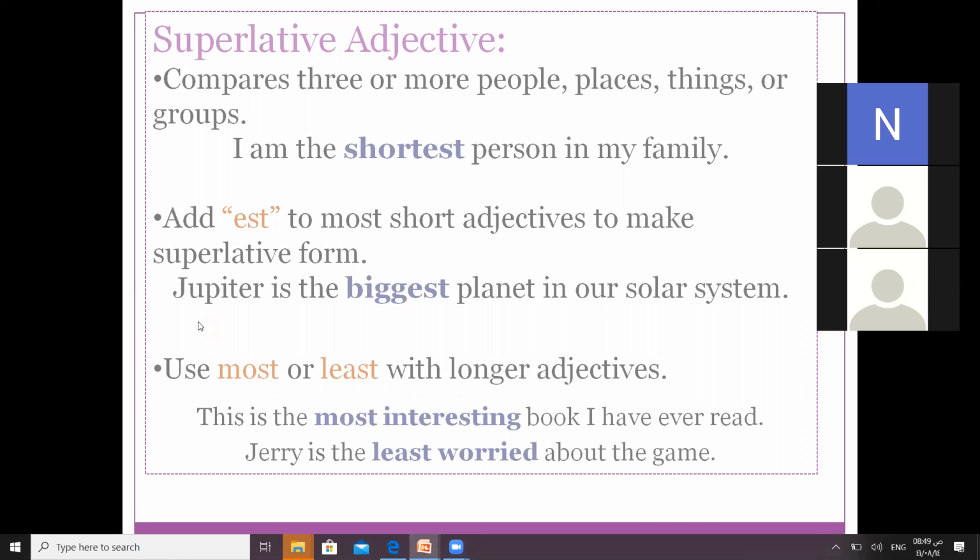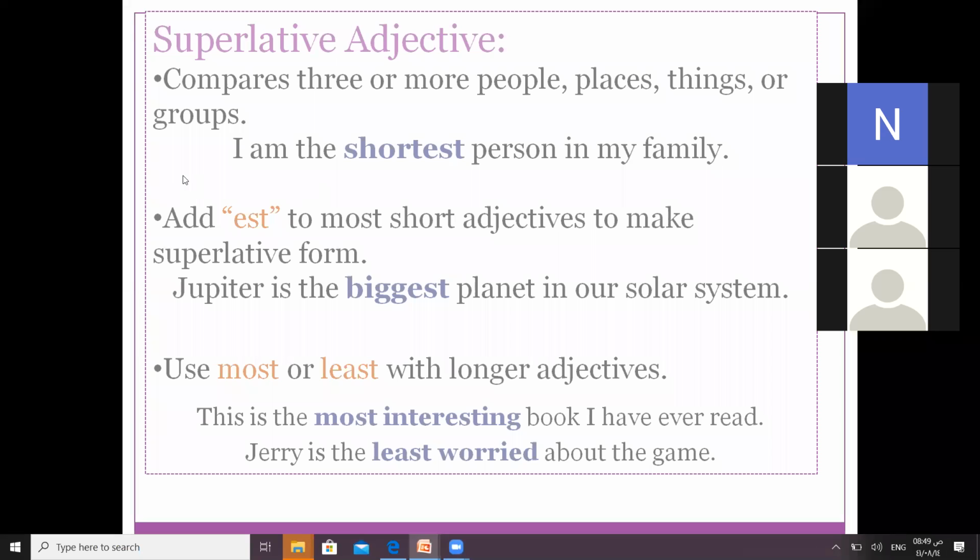Now let's talk about the superlative adjective. We were discussing together how we can make changes to the adjective when we are comparing between two nouns. Now I will compare between more than two, three or more. When we are comparing between three or more people, places, things, or groups, what shall we do?